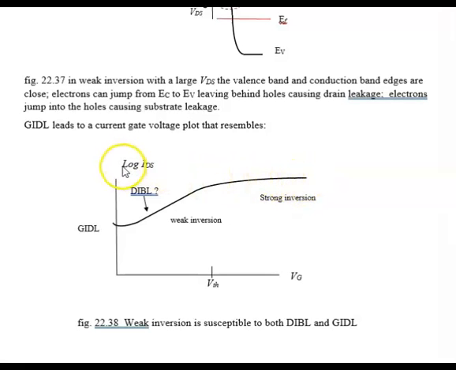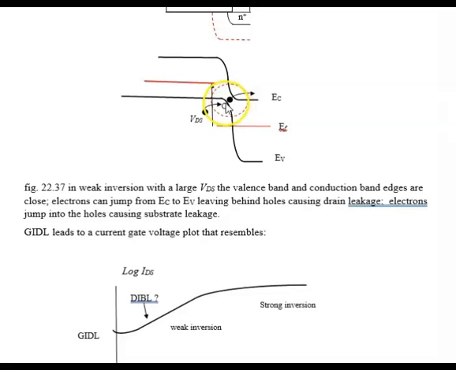So in strong inversion, if we plot the log IDS versus the gate voltage, we have relatively flat, especially over in the ID SAT region over here. And then as we get into weak inversion, we have a straight line. The structure is susceptible to DIBL, or basically between threshold and moderate inversion down into weak inversion. When we get into very low weak inversion, we start seeing this increase in drain current due to the fact that electrons are able to jump from the valence band into the conduction band.